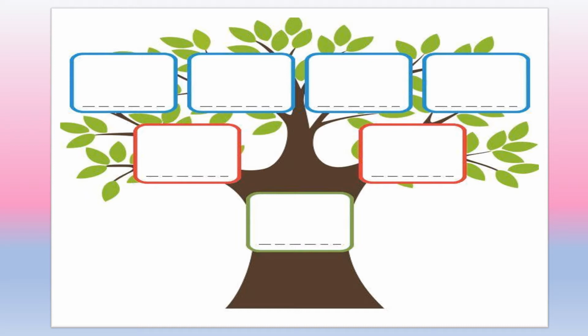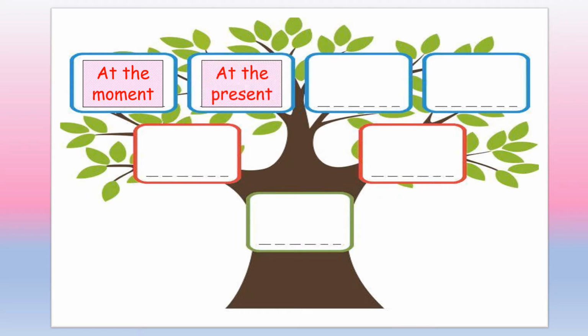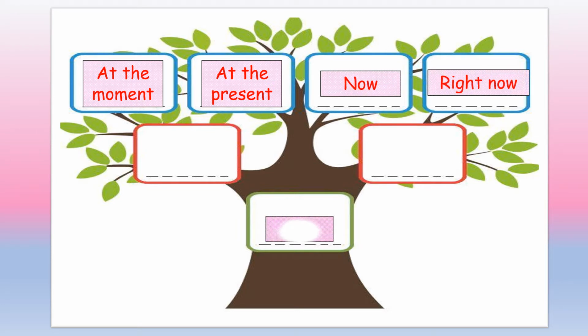Now we are going to talk about the keywords for the present continuous. What are the keywords? They are the words that show you that this action is taking place now. So let's start to learn them together. Number one, at the moment. At the present. Now. Right now. Stop. Look. Listen. Okay, let's move on.